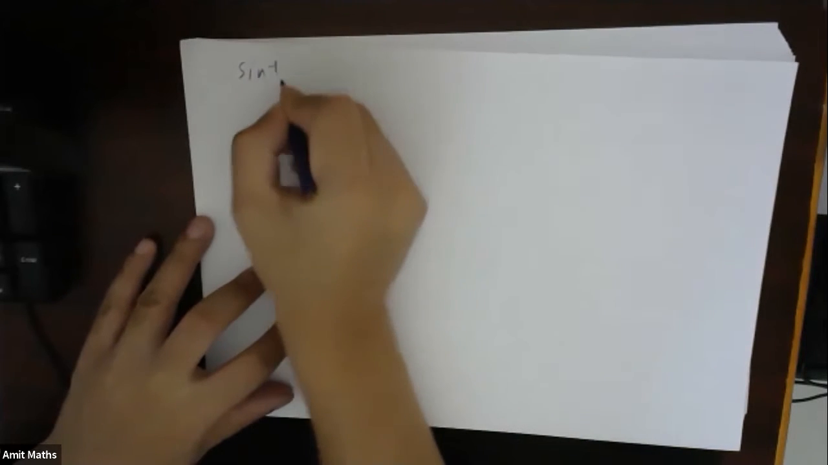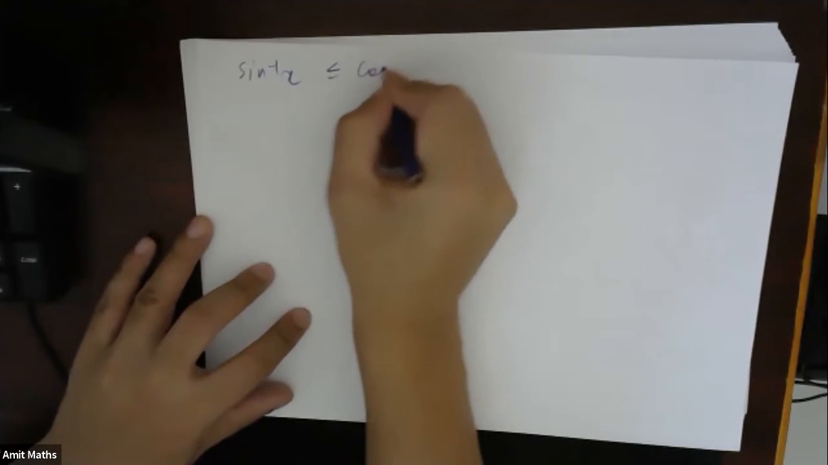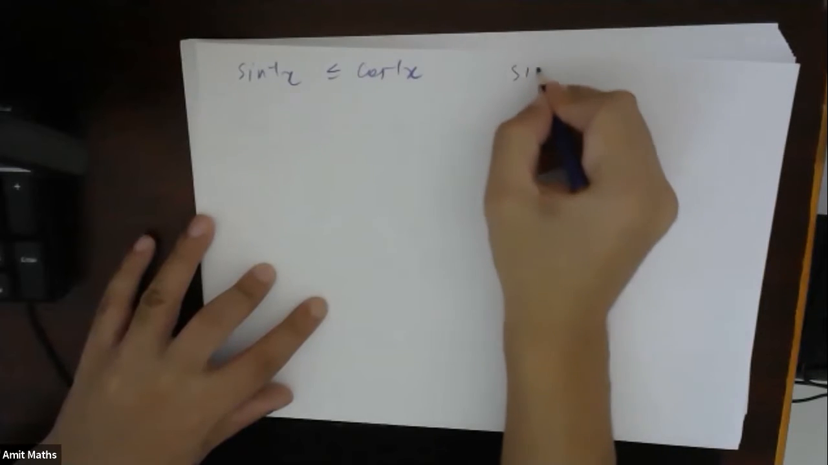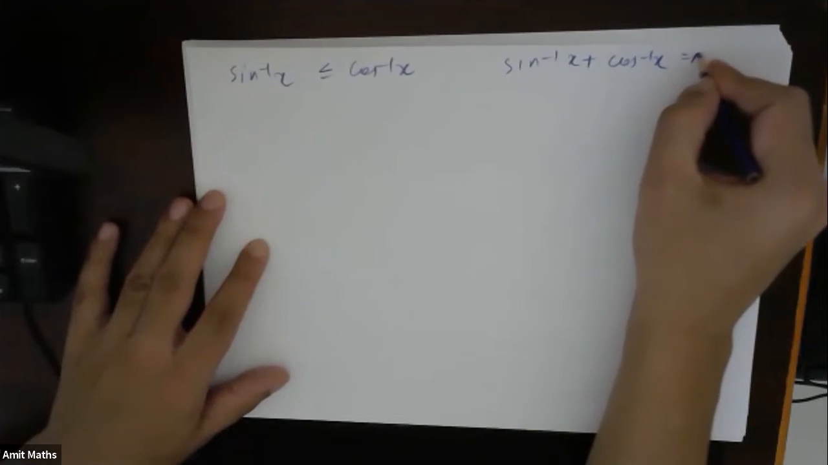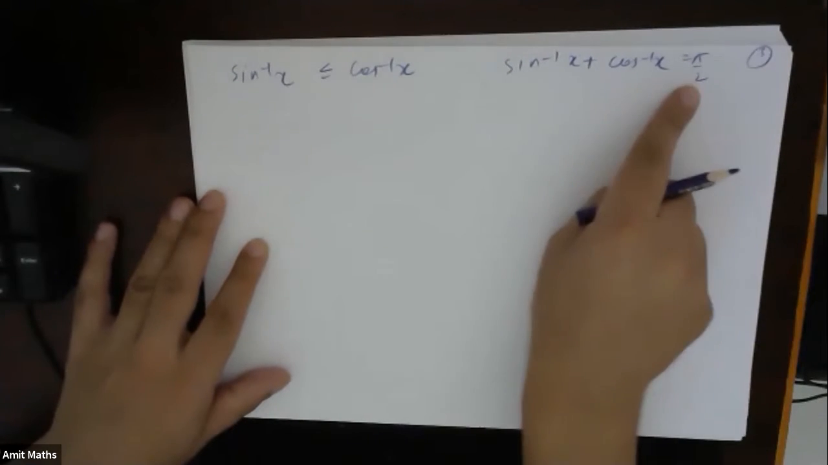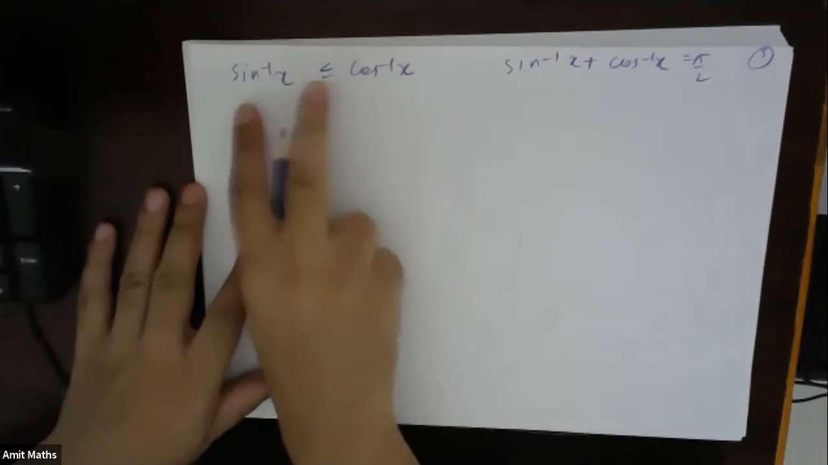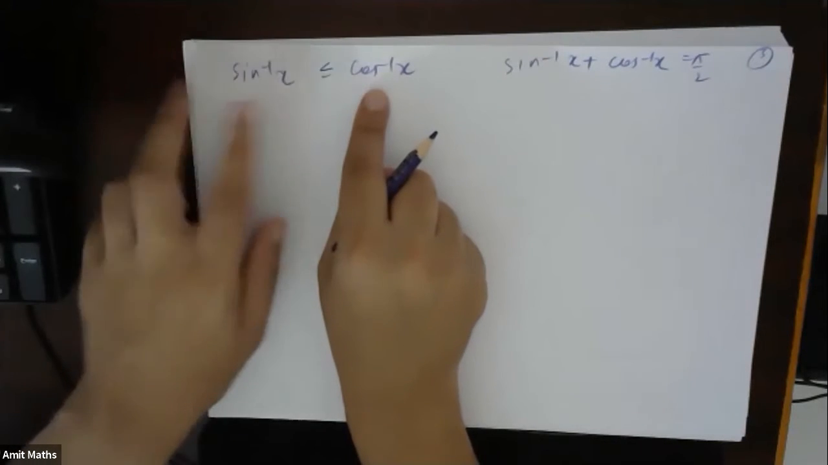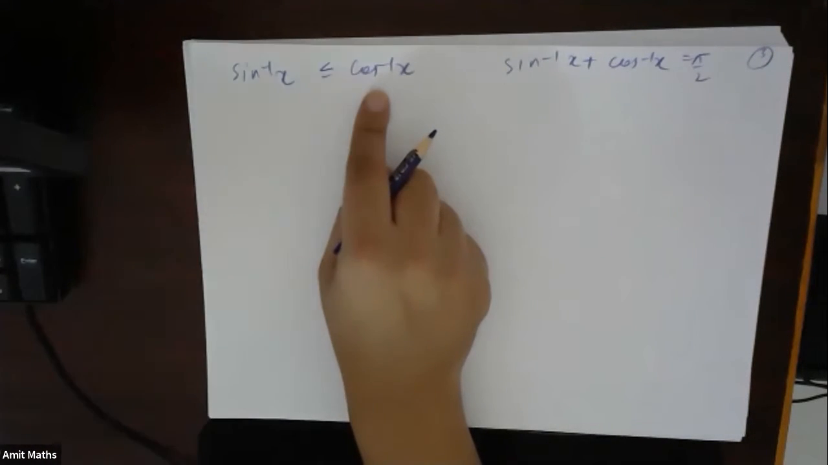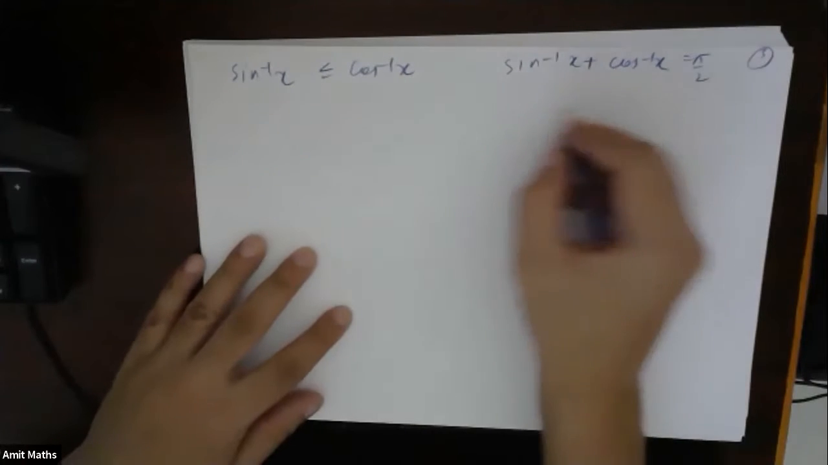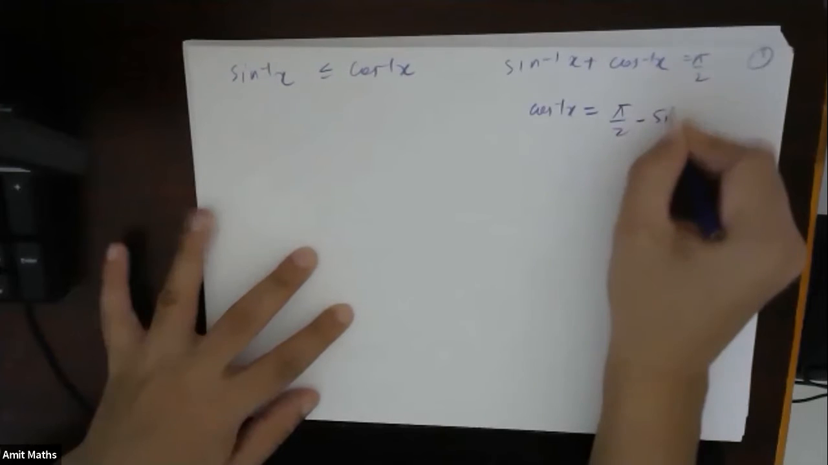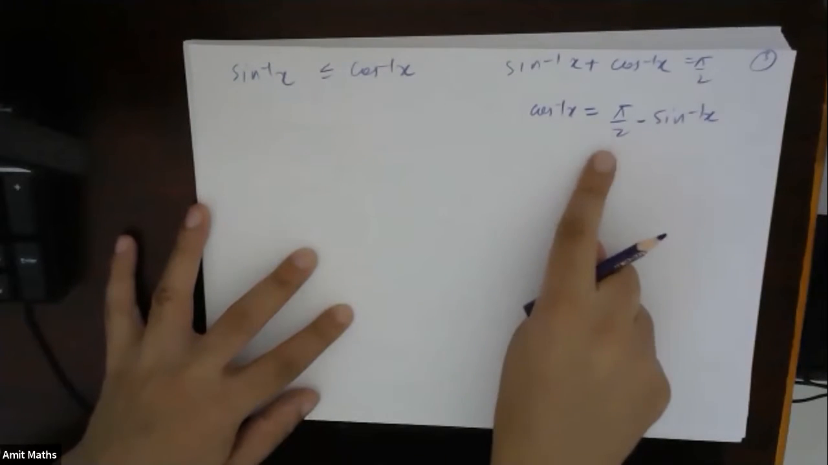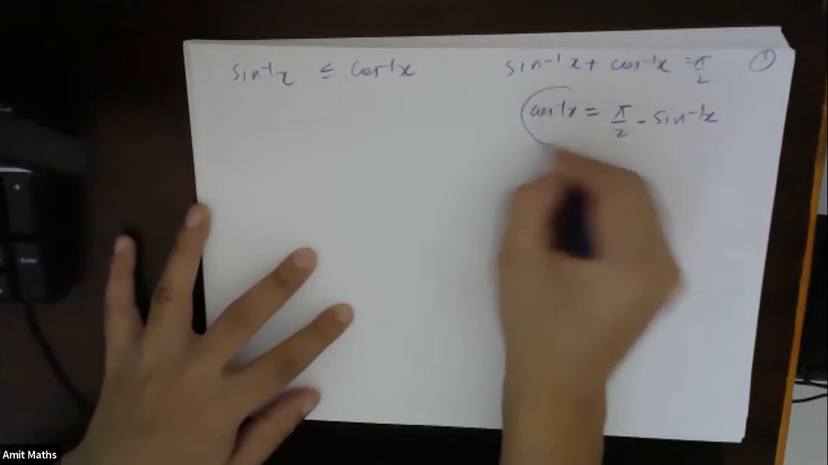So we have sin inverse of x less than or equal to cos inverse of x, right? We have sin inverse of x plus cos inverse of x is equal to pi by 2. So what I will do, I have to compare both. So I will write one of them in the form of the other. Here I am choosing cos inverse of x. So cos inverse of x will be equal to pi by 2 minus sin inverse of x. I will simply substitute this cos inverse of x here.